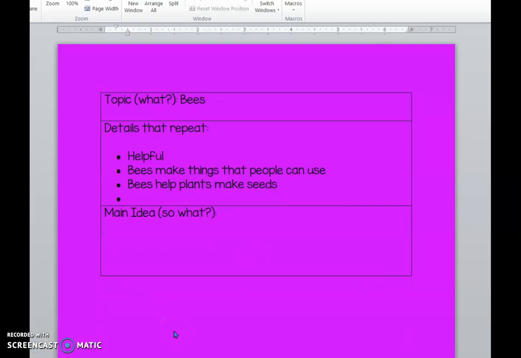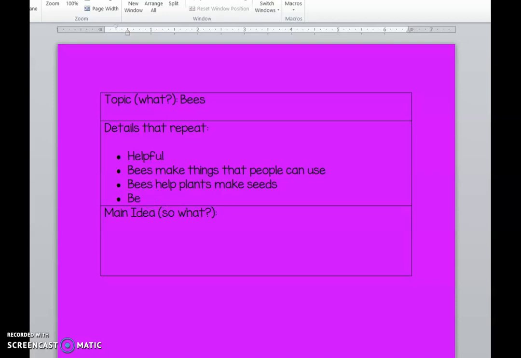I can make a connection to something I already know about bees and attach it to what the text just talked about as well. So I know that when bees help plants make seeds, they do that through pollination. And we learned about that in ELA before we had a break.